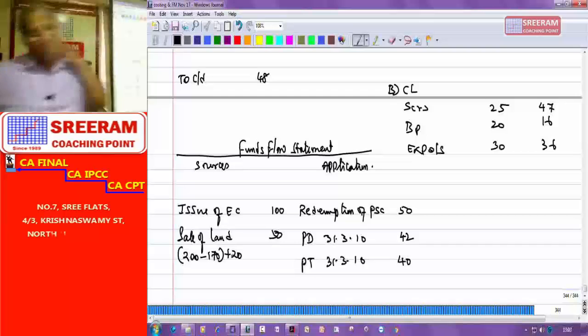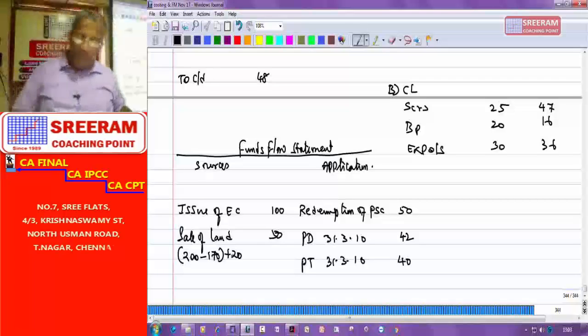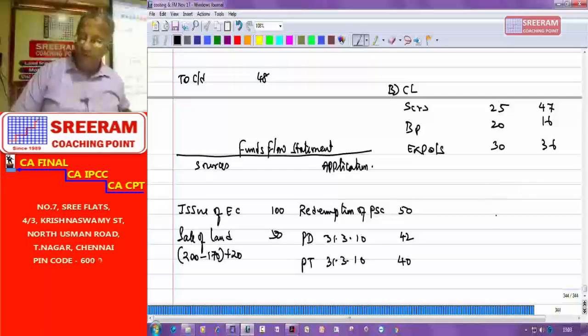Plant. What is it you should do for plant? There were some adjustments given in item number 1. So, for plant and machinery, I would like to develop separate working notes.